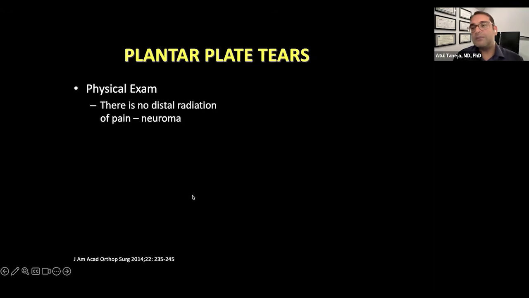Differently from neuromas, the plantar plate tear injuries do not come with distal radiation of pain. That acute or chronic pain that patients that have neuroma present, they go distally, like if it was electric shock to the toes. The plantar plate is more when walking.